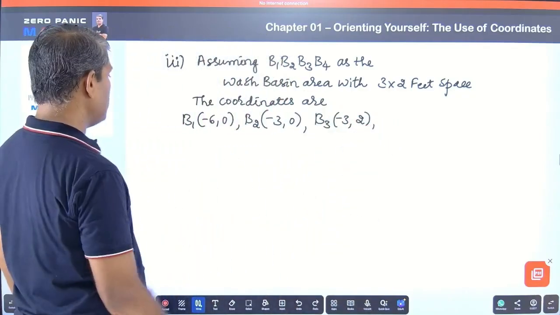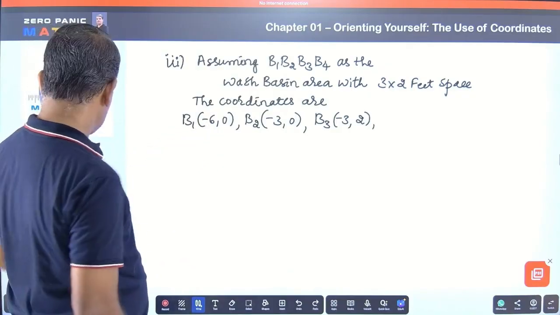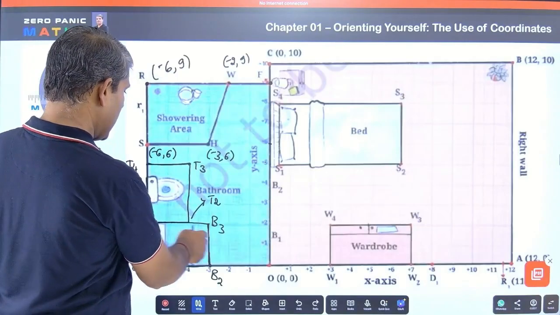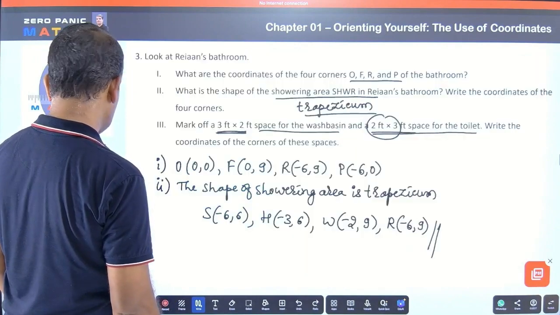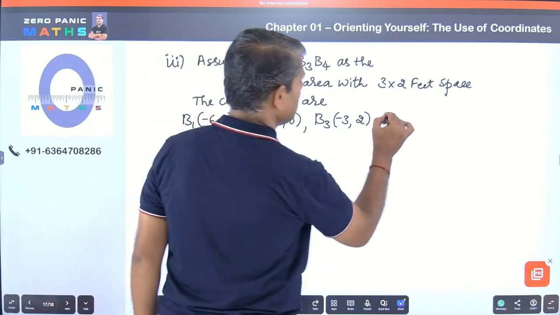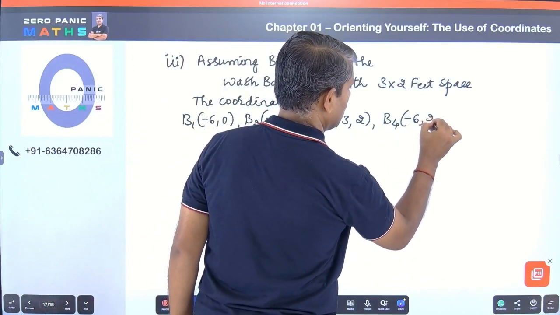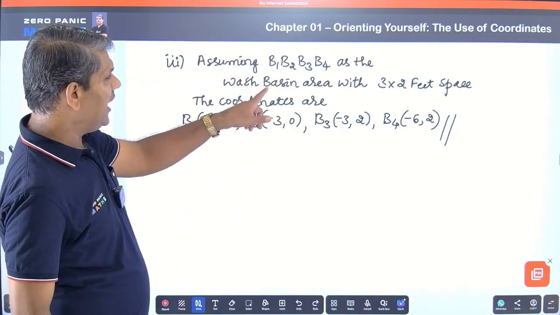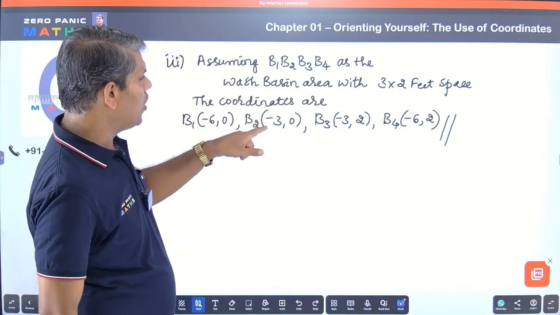And B4 is -6 in the x-axis, you can see that here, and 2 in the y-axis. So B4 is -6, 2. So these are the coordinates of the 3 by 2 feet space for the wash basin.